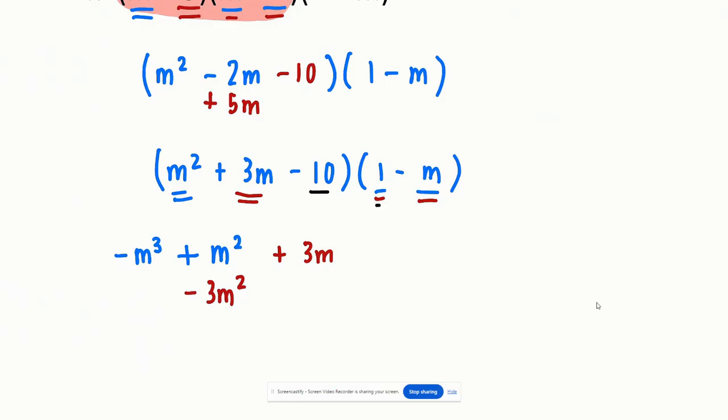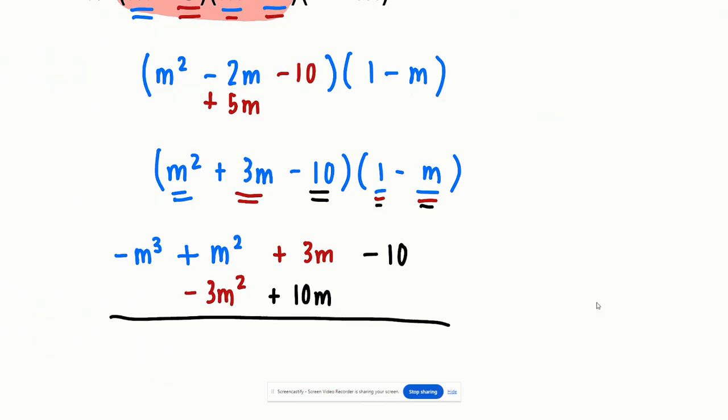What's negative 10 times 1? I don't have a constant yet, negative 10. What about negative 10 times negative m? Very good. It's a positive because negative times negative, 10m. So look at that, y'all. That's all of my multiplication.